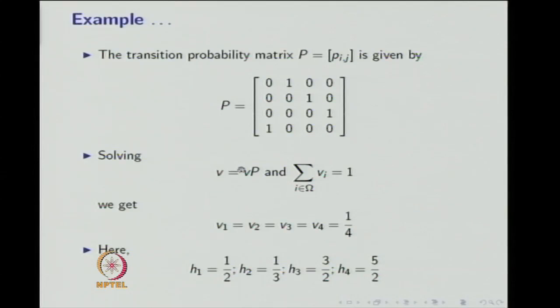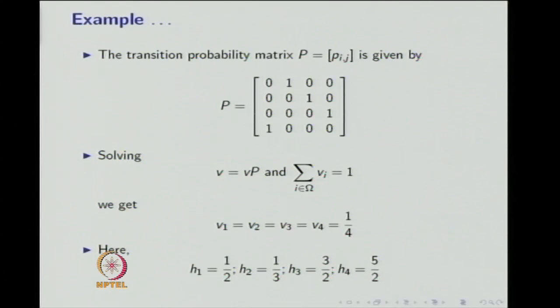Therefore, if you solve V = VP and the summation of V_i = 1, the solution will be 1 divided by the number of states. So, the steady state probabilities are uniformly distributed. The number of states is 4, therefore the steady state probability of the embedded Markov chain is 1 by 4.